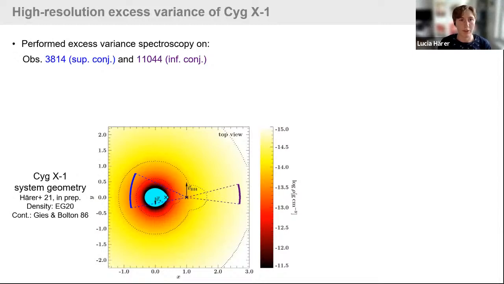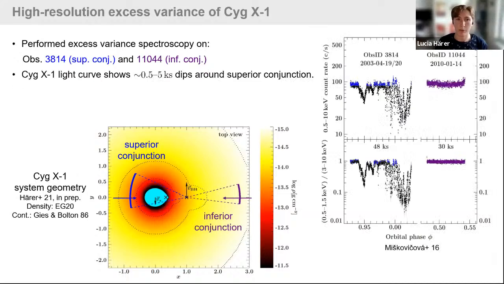As we looked at Cygnus X-1, we looked at two observations, one at superior conjunction and one at inferior conjunction. The light curves from these observations are a bit different. Namely, at superior conjunction, we see these dips, and each dip is believed to be associated with the passage of one clump in the stellar wind across the line of sight. These are predominantly at superior conjunction, and the inferior conjunction light curve is more constant.